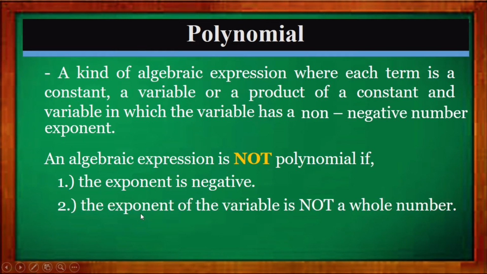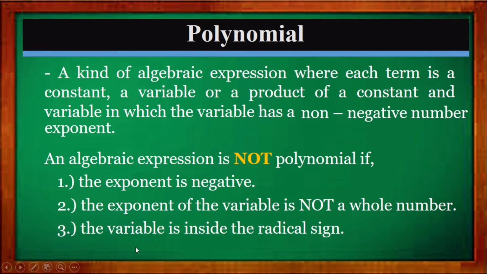Another one, the exponent of the variable is not a whole number. Again, we can say that an algebraic expression is not a polynomial if the exponent of the variable is not a whole number. So, kung hindi whole number yung exponent niya, that will be considered as not polynomial function. Another one, the variable is inside the radical sign. So later on, we will give some examples of not polynomial functions wherein there is a case that the variable is inside the radical sign.